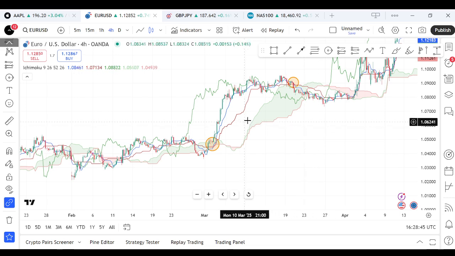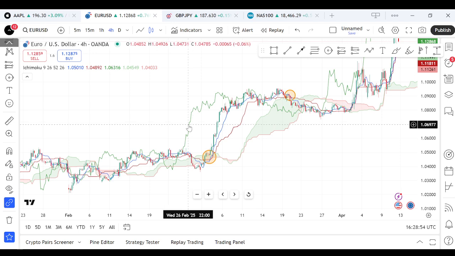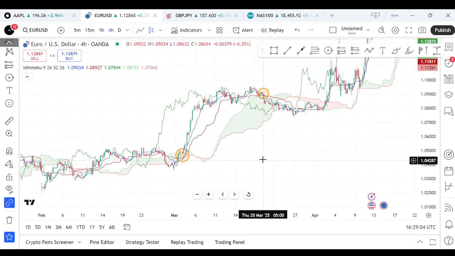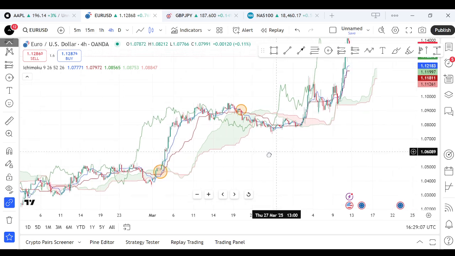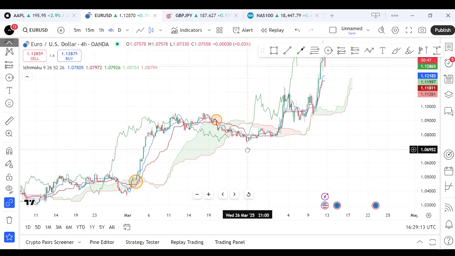And also the cloud, where span A and span B form the cloud, and when price is above the cloud, it means that we are in a bullish trend. Also, when the lagging span crosses above price, it means that we should be anticipating higher prices on the chart. This is how you can look at the Ichimoku Cloud on the chart and exactly tell what's going on in the market. So how can we trade with the Ichimoku trend trading strategy, which is the topic of our video today?